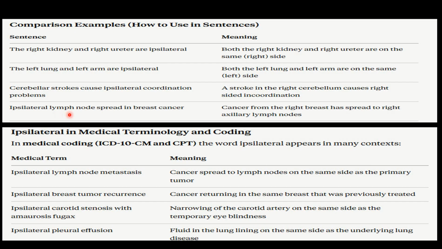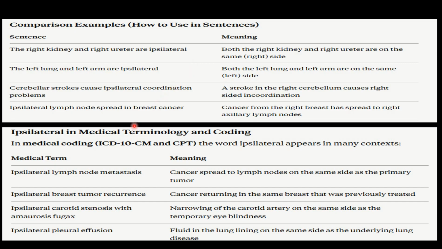Next is ipsilateral lymph node spread in breast cancer. Cancer from the right breast has spread to the right axillary lymph nodes. So what one thing do you find common here? The common thing is ipsilateral. Everywhere we use the term ipsilateral, it means the things are on the same side.